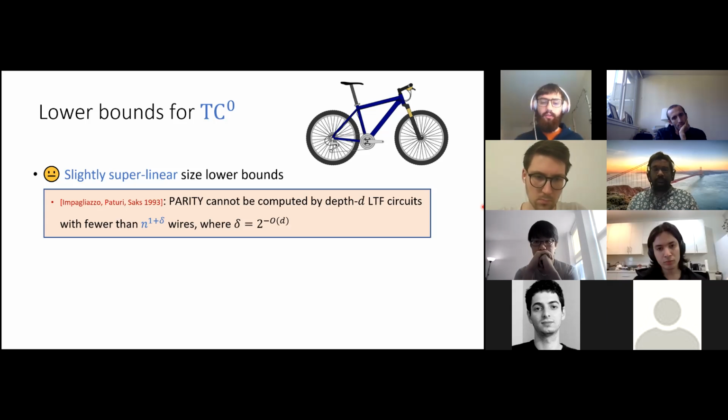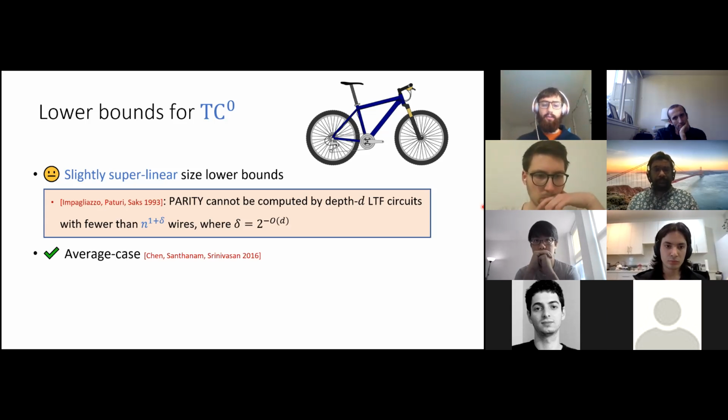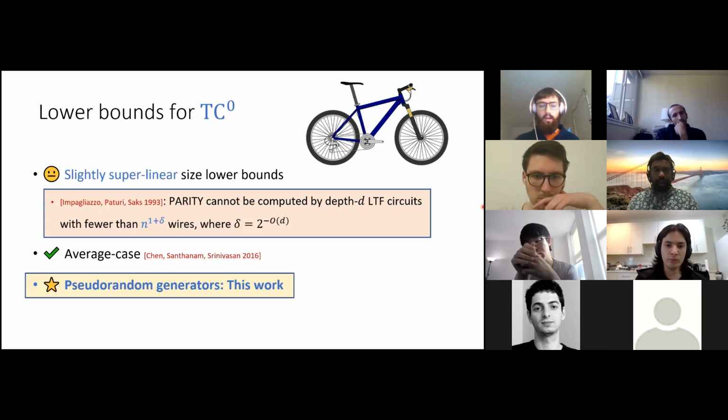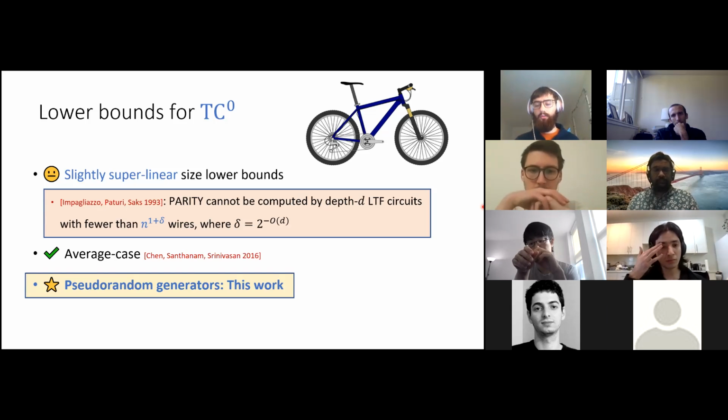Okay, so it would be great to improve this lower bound quantitatively, to get lower bounds against larger LTF circuits. But in this work, we're instead focusing on these more qualitative types of improvements, a qualitatively better lower bound. So an average case version of this statement was proven by Chen, Santhanam, and Srinivasan a few years ago. And this work is about pseudorandom generators for TC0. So prior to this work, there was no non-trivial pseudorandom generator known for threshold circuits. There was no pseudorandom generator that corresponds to this lower bound. And so that's where we come in.